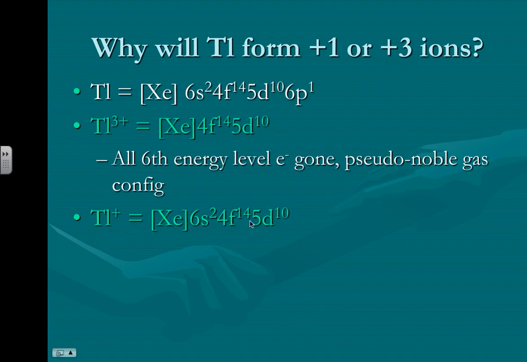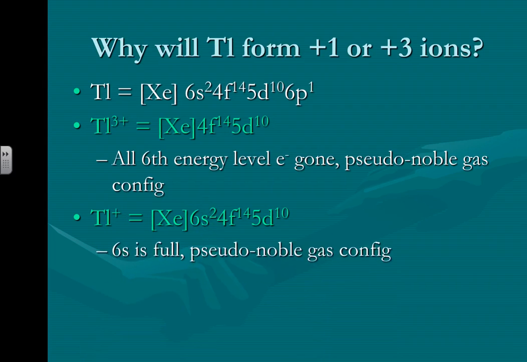In order to form the +1, all we're going to lose is 6p1. And notice we now have the 2 electrons left in 6s2. So that would actually create a pseudo-noble gas configuration, and it would allow us to be relatively stable as thallium +1. Whereas thallium +3, you'll notice that you lose actually all of the 6s. So you lose the 6s2 and the 6p1, which is a loss of 3 electrons, which of course corresponds to the 3+ charge.